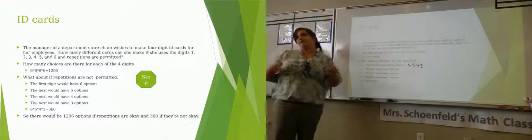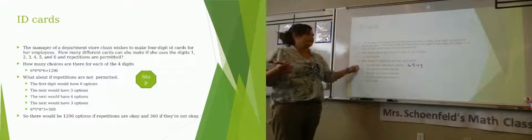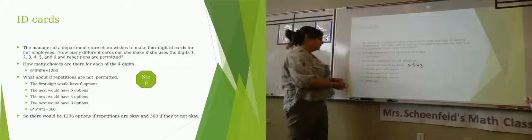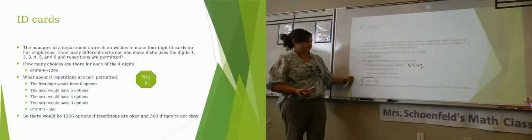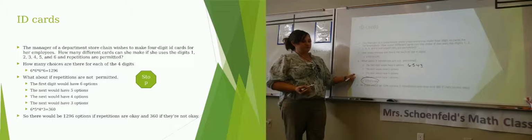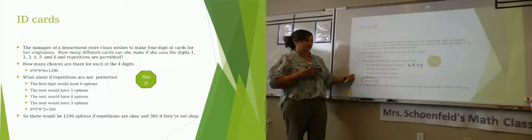Okay, and then what else we're going to talk about is whether order matters eventually. Okay, so right here, this is what we call permutation. If repetitions are permitted, and 360 if they're not.